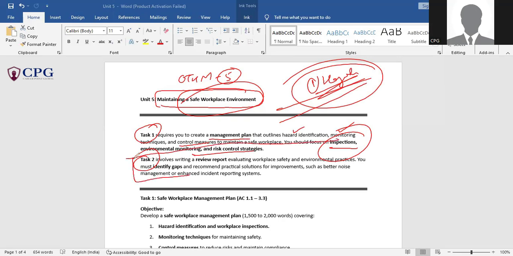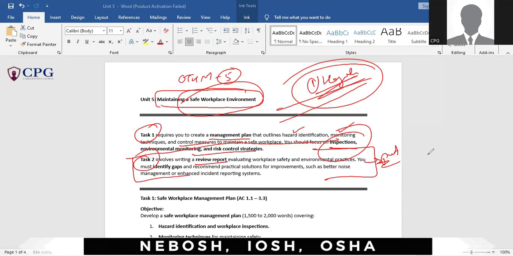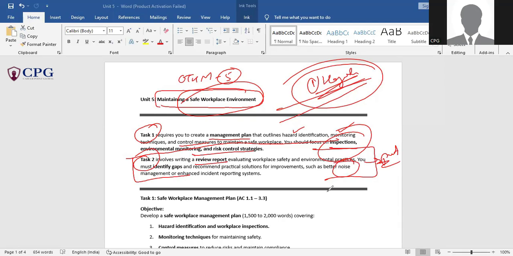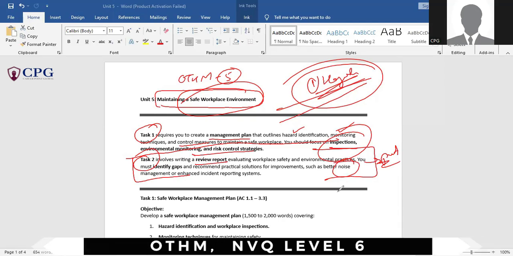Now, when you go to task two, you will be writing a review report, evaluating workplace environment, safety practices, etc. The review is the practical part, how you are actually managing things at your workplace. So what is the gap? For example, you will be giving certain practical problems there, like noise pollution or environmental pollution. What is the follow-up that you are doing, and all those things. We will see in detail.